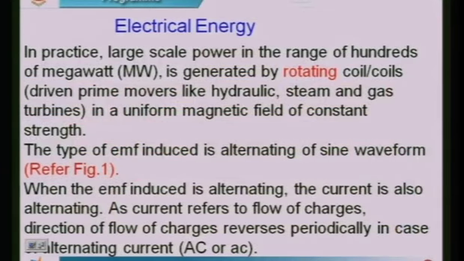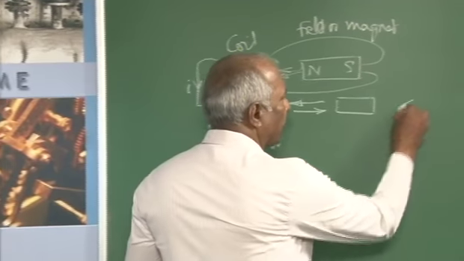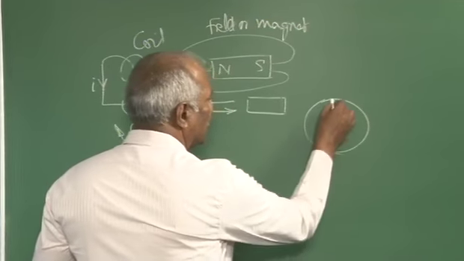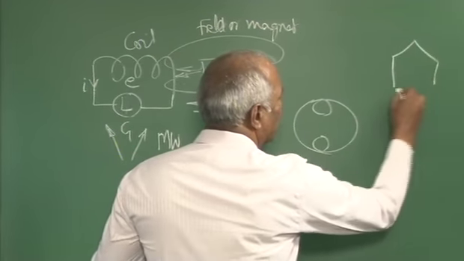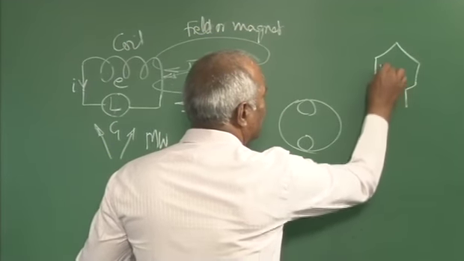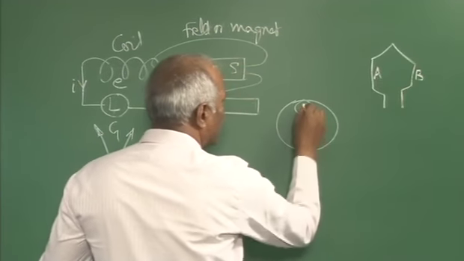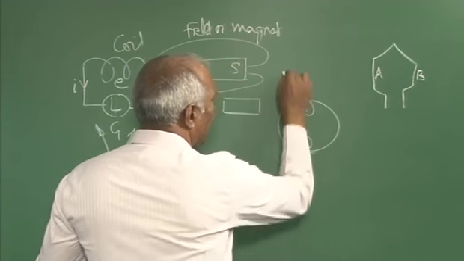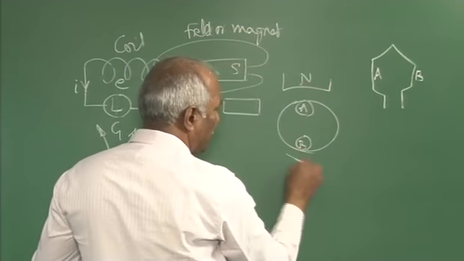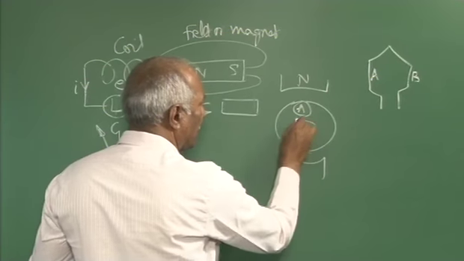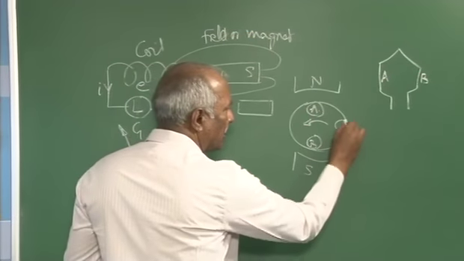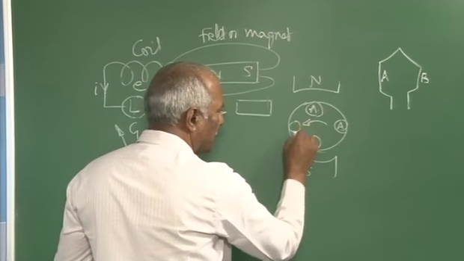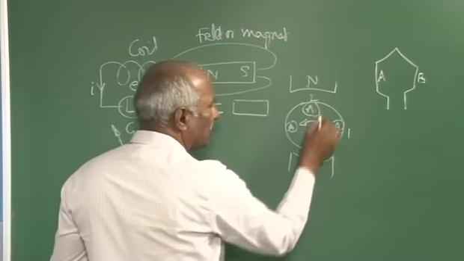The type of induced EMF in this case, when it is rotated in the magnetic field, is as good as this. This is the coil. If this is called A and this is B, when it is rotated in a magnetic field like this, there will be an induced EMF. The same thing has been shown here. This is the first position, second position, like that.